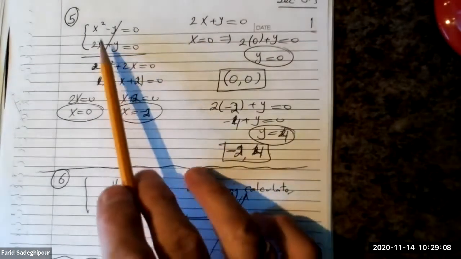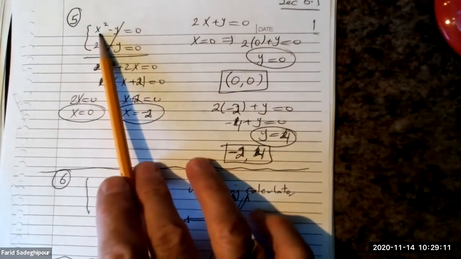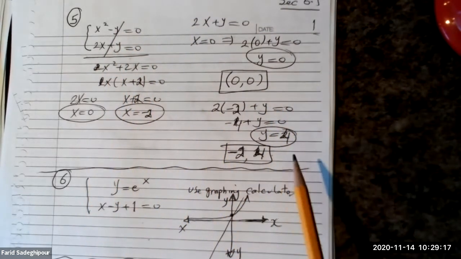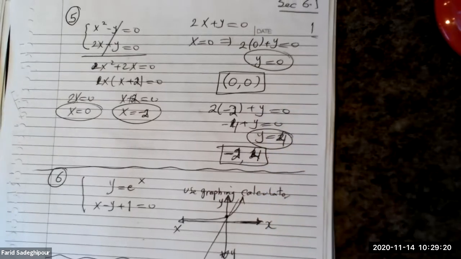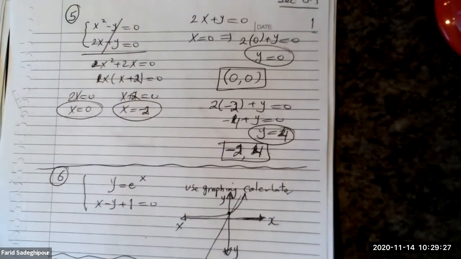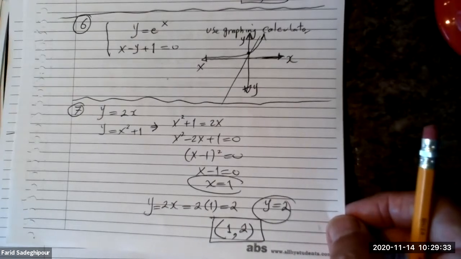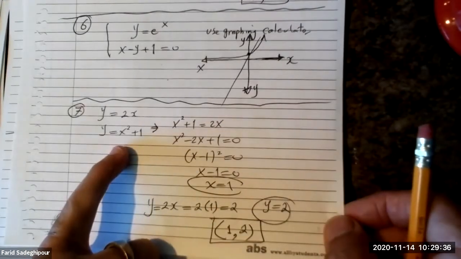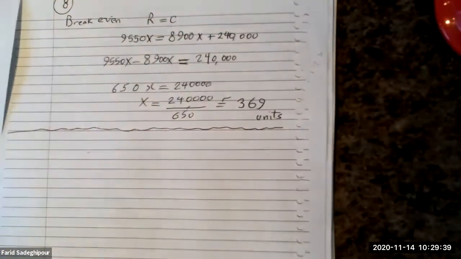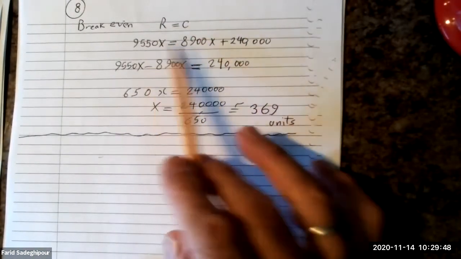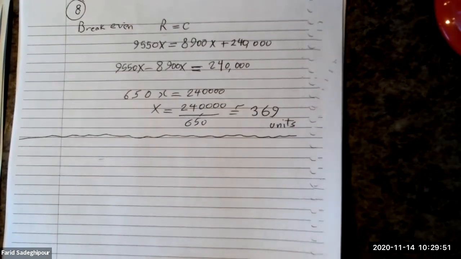Here is a case number 5 is you have a parabola because power of x is 2 and a straight line. So you should end up having these 2 points, (0, 0), and (-2, 4). This one, e to the x, is easier to use the graphing calculator for number 6. Number 7, again, is very similar to number 5. You have the parabola and a straight line. Number 8, the break-even points, very similar to the example. To find a break-even point, you put the revenue and cost equal to each other, solve it, and that gives you the x.